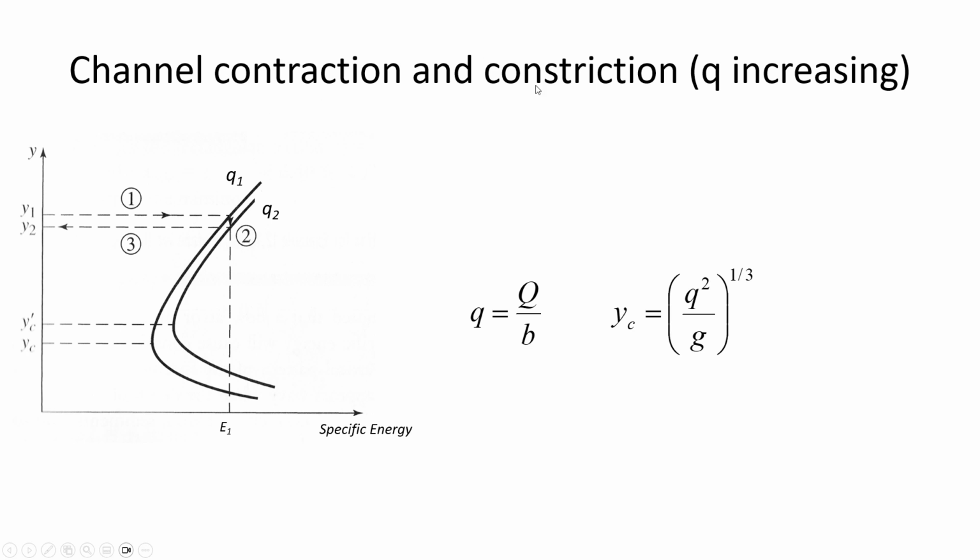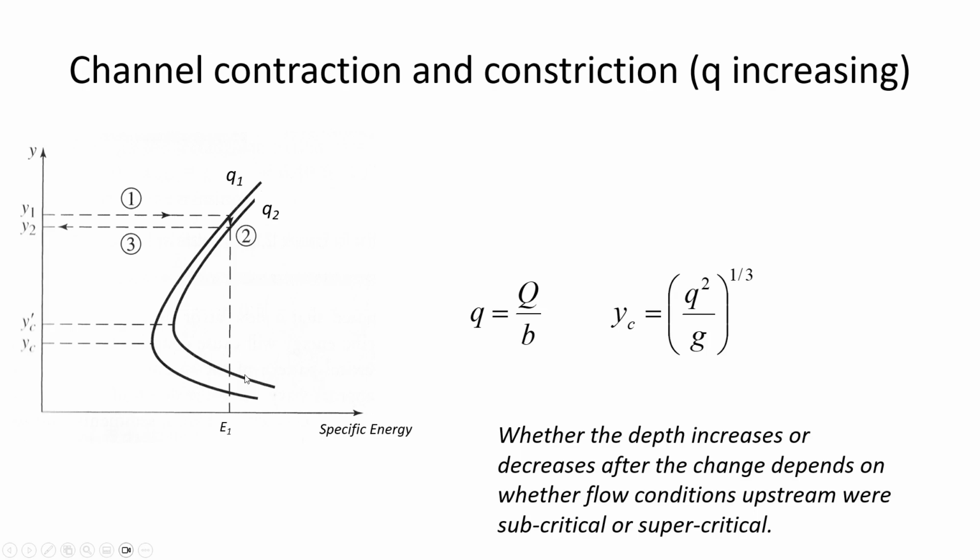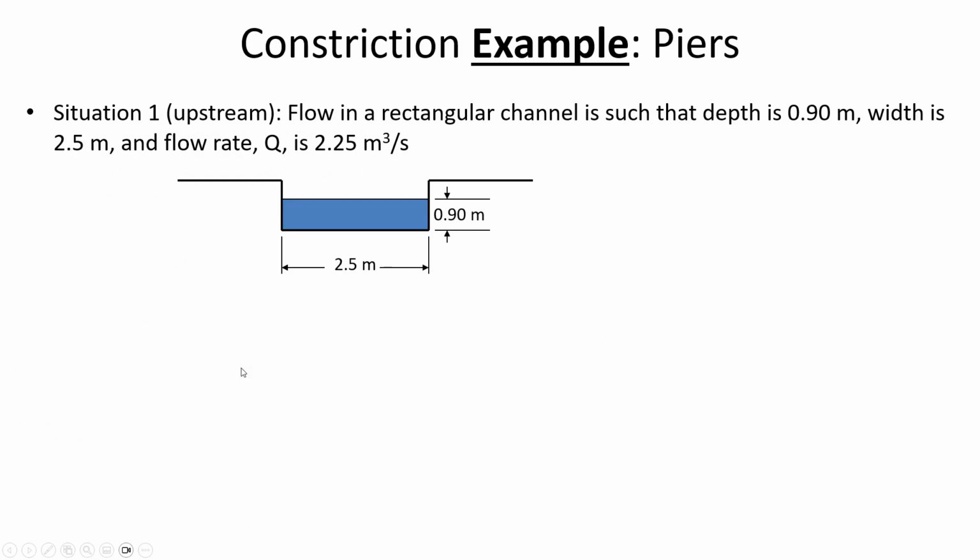Contraction and constriction, they mean effectively the same thing, just that B is less. The width of the channel is less, so therefore the flow per unit width is higher. So if the flow per unit width is higher, then the critical depth is higher, which means the minimum specific energy is higher. So it gives us a whole new specific energy diagram. But then whether the depth is increasing or decreasing depends on whether you are in the subcritical route, which is up here, or the supercritical route, and then whether you're accounting for losses.